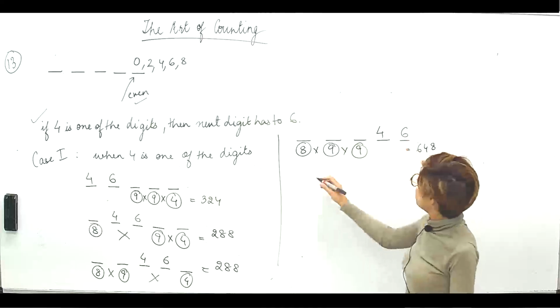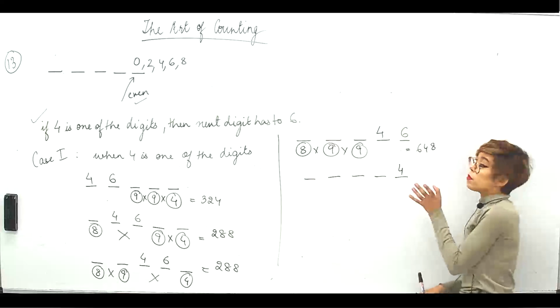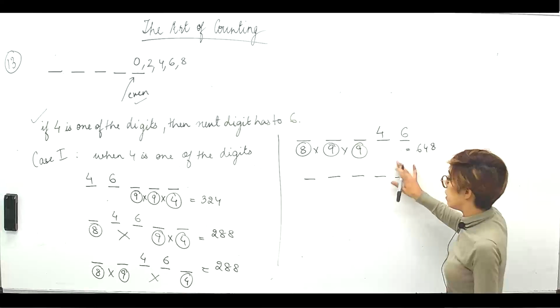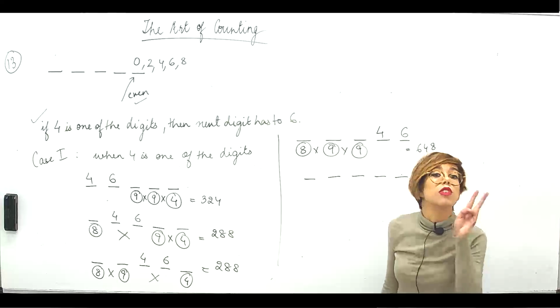Now I put 4 at the last place. Putting it at the last place, that's a problematic thing. Next digit has to be 6, but that is not there. So 4 cannot come here. Done? So I have exhausted all those cases where 4 occurs just once.